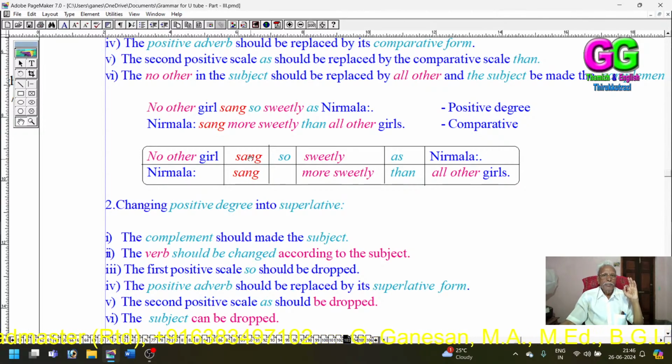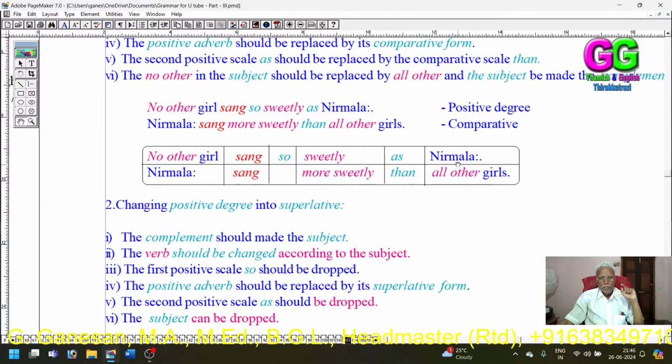Secondly, the verb: there should be no change in the verb. Whether it is positive or negative, the verb should be kept as it is. If it is in past tense, no problem. But if it is in simple present tense, then whether the verb should be kept as it is, or an s should be added or removed, depends upon the subject of the comparative.